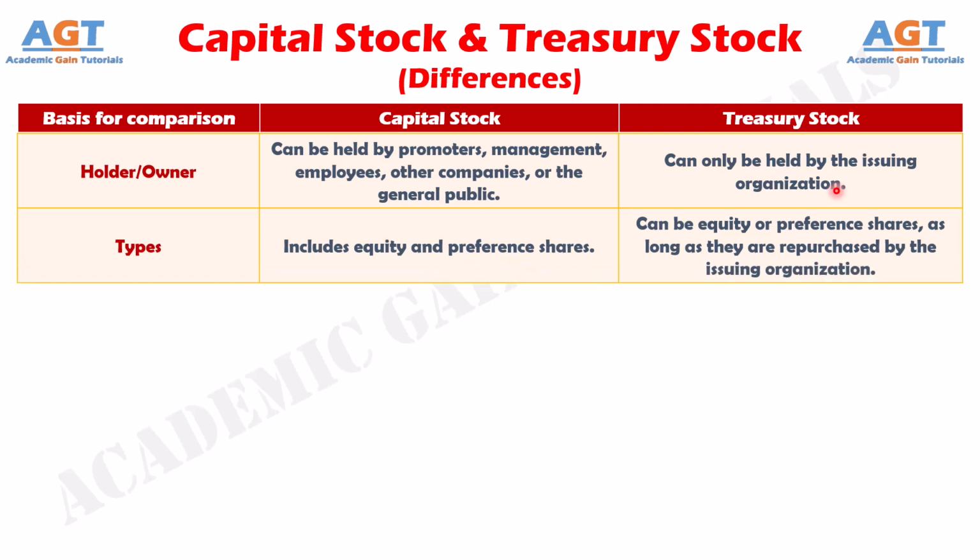And finally, difference number 7. Capital stock includes equity and preference shares, whereas treasury stock can be equity or preference shares, as long as they are repurchased by the issuing organization. So, these are the differences between capital stock and treasury stock.